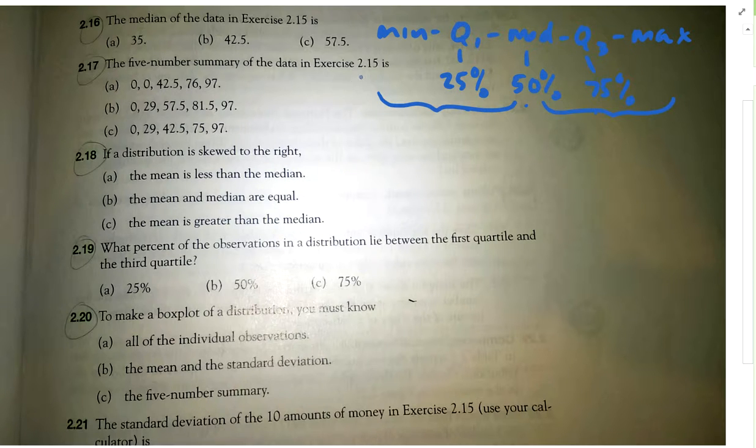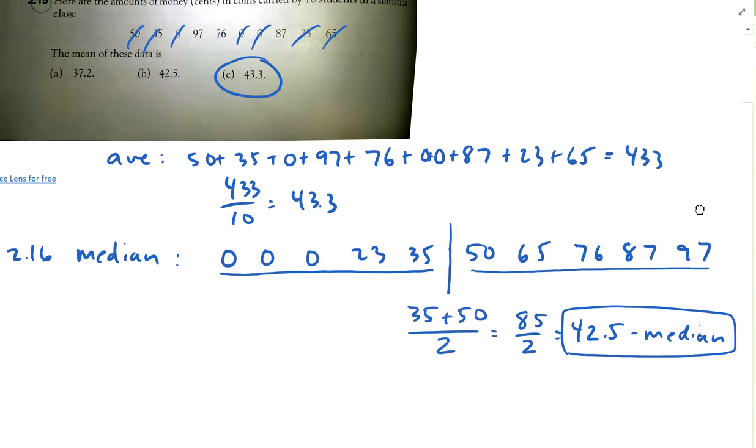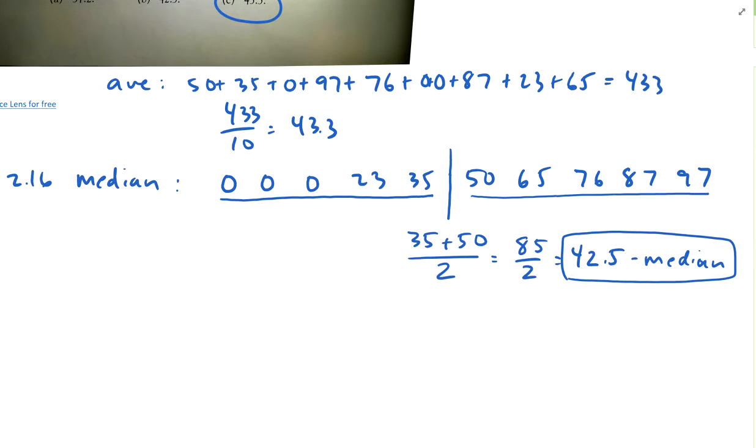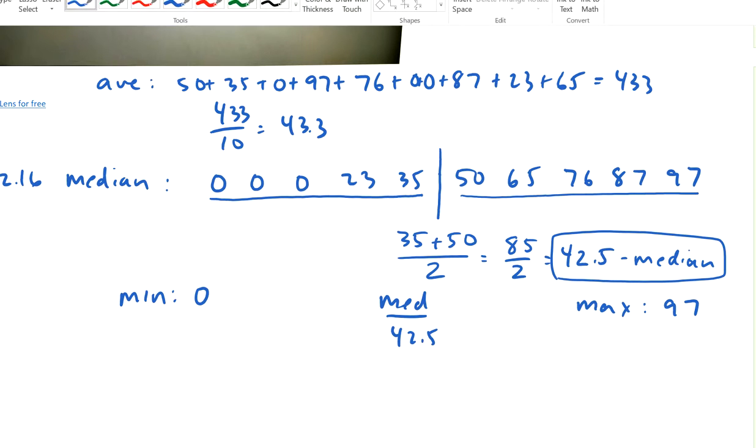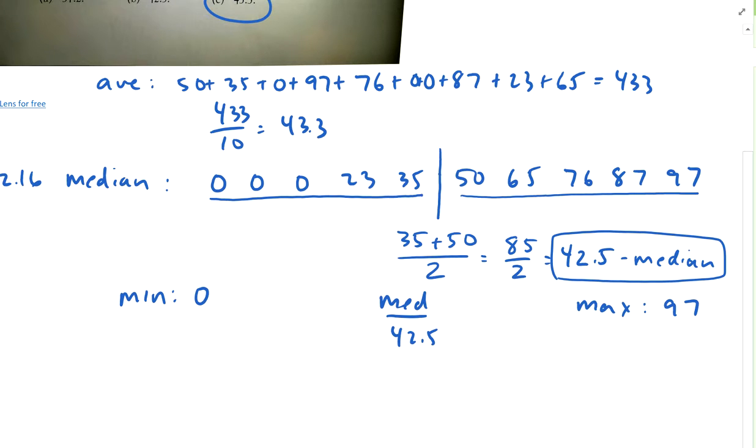So in 2.15, we're going to find the 5-number summary. I'm going to go back here, and I want to find the minimum, which is 0. Over here the maximum is 97. The median is 42.5. Now I'm going to use a different color here to illustrate this.